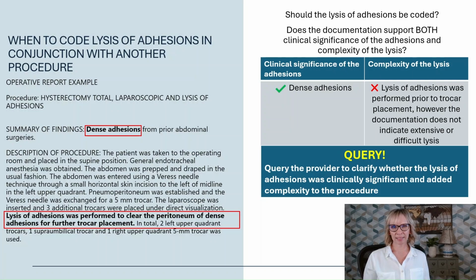In this last example, the operative report lists the procedures performed as laparoscopic total hysterectomy and lysis of adhesions. The summary of findings indicates that there were dense adhesions. The description of the procedure describes that after the laparoscope was placed, the surgeon encountered dense adhesions and performed lysis of adhesions to clear the peritoneum for trocar placement.